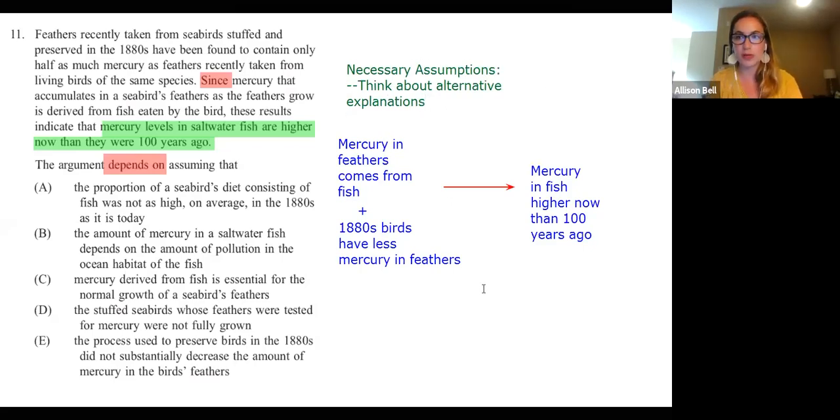Oftentimes, a great way to harm an argument is to find a different explanation than the one that you've been given in the conclusion. And a great way to help an argument is to rule out different explanations, to say, no, those things aren't true. I see a couple of answer choices that address alternative explanations. If you see an answer choice that seems to be trying to explain an alternative reason that mercury in 1880s birds would be lower, can you tell me in the chat window?